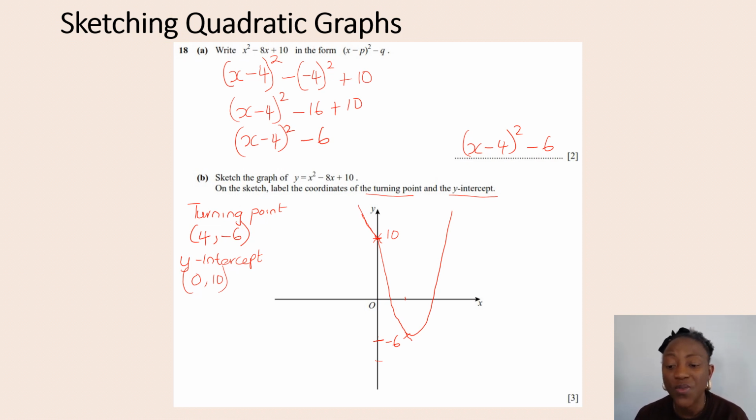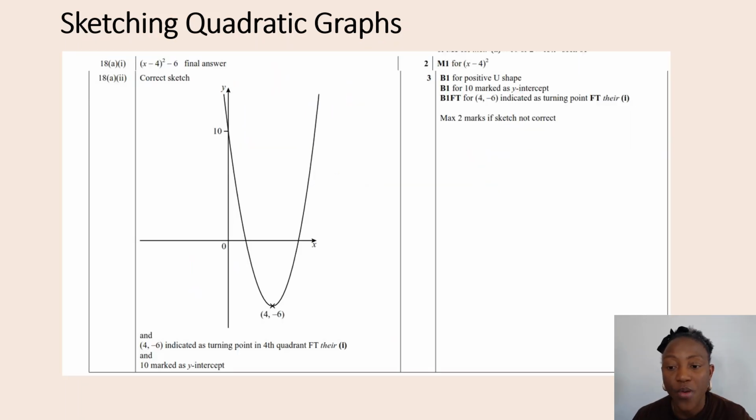Will you be penalized for it not looking pretty? No, nobody's going to penalize you for that. All right, so let's move on to the slide that shows us the answers. As you can see, the critical thing is for it to pass through 0, 10 and also 4, minus 6. That's the correct sketch.